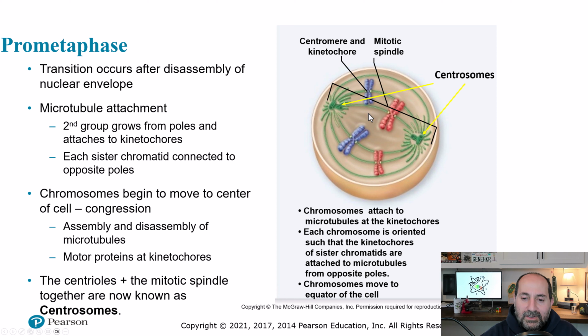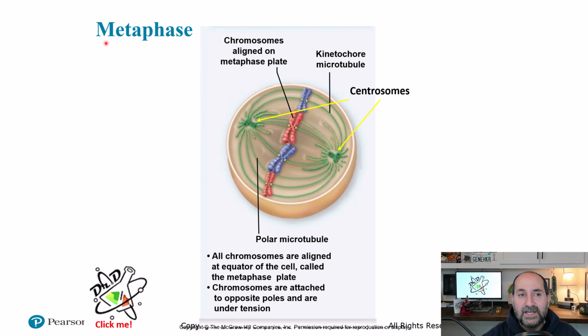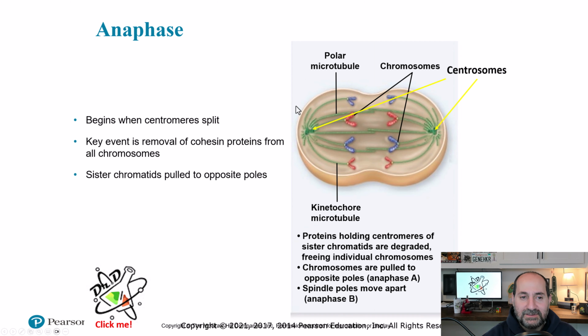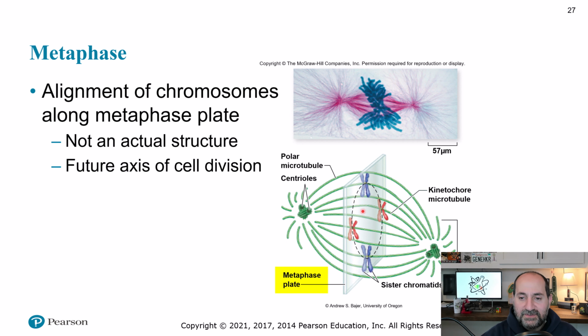So remember, what do I need you to know about prometaphase? The nuclear envelope breaks down and the sister chromatids start moving towards the center of the cell. Next, we have metaphase. During metaphase, those sisters have made their way to the center of the cell. In fact, they've lined up down this imaginary plate called the metaphase plate. It's an imaginary plate down the center of the cell.